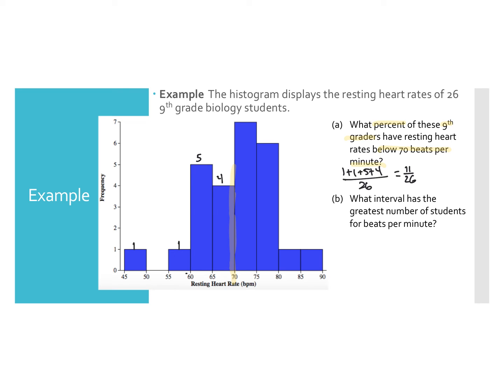Okay, and then you would obviously divide that. And then if we look at the next question, it says what interval has the greatest number of students for beats per minute? Obviously you would have 70 minutes to less than 75 minutes, or this interval here.